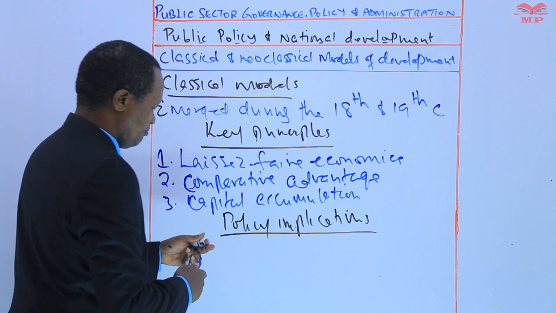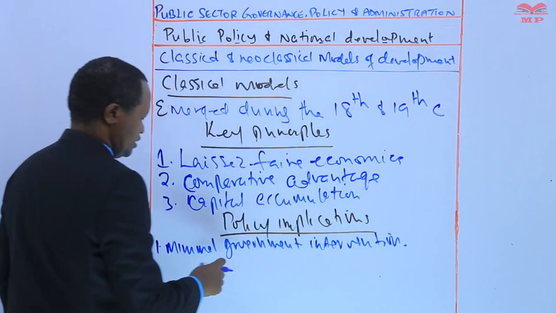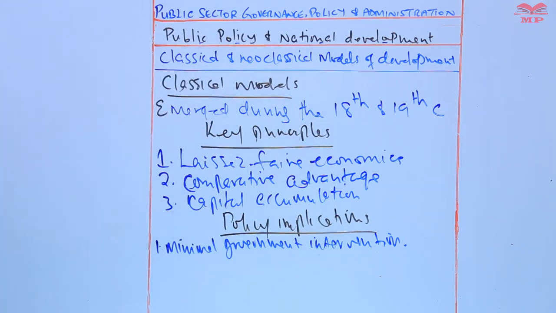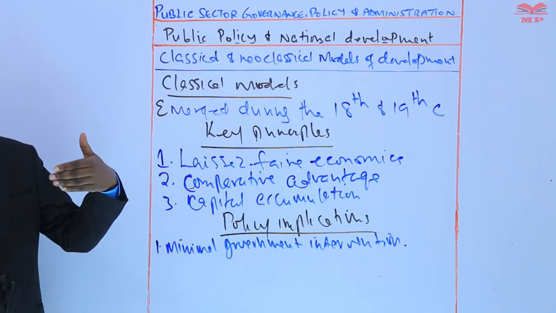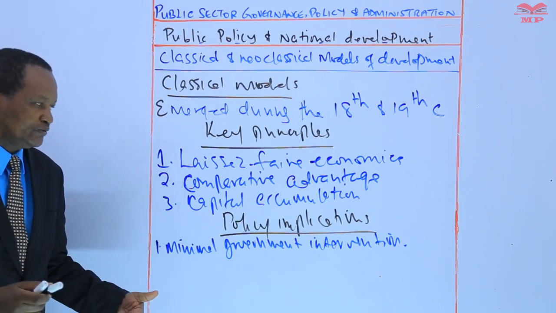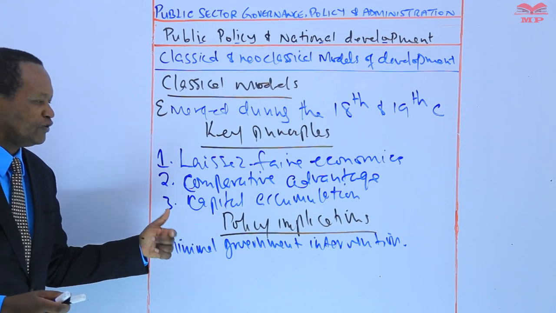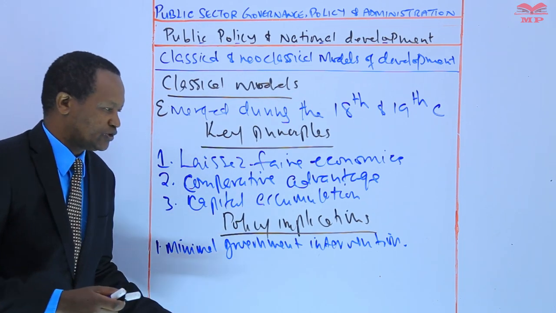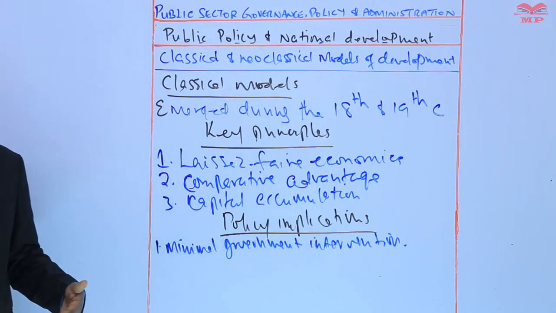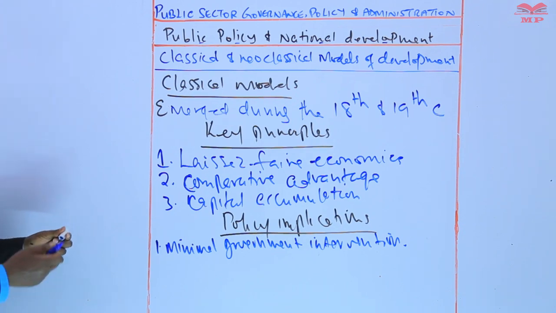One we had stated is minimal government intervention. Now, classical economists advocated for limited government involvement in the economy, primarily focusing on enforcing property rights, enforcing contracts, and providing essential public goods. The first implication is that the government should have limited involvement in the economy. And the government should focus on enforcing property rights, enforcing contracts, and providing essential public goods and services like defense, roads, infrastructure, and so on. So that's the first policy implication of the classical models.